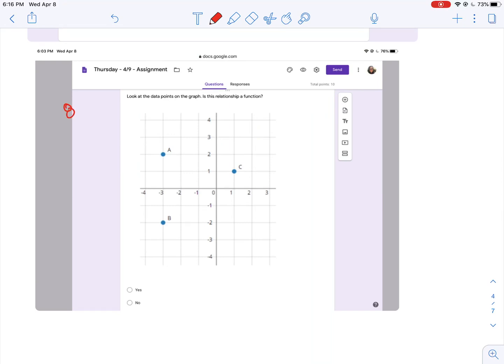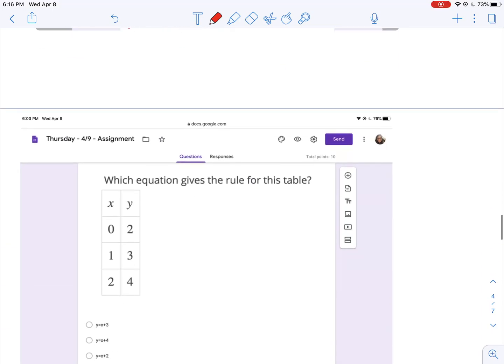Okay, number 8. It says, look at the data points on the graph. Is this relation a function? Well, you could list the ordered pairs. Ordered pair A is going to be negative 3, 2. Ordered pair B is going to be negative 3, negative 2. And ordered pair C is going to be 1, 1. Is this a function? Which means, are all my x values different from each other? No, then it is not a function.